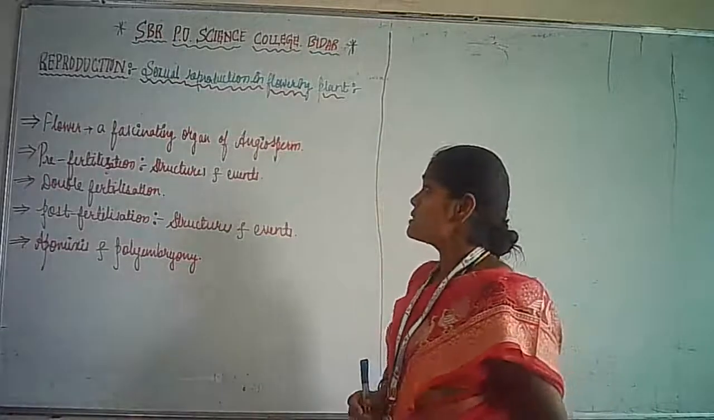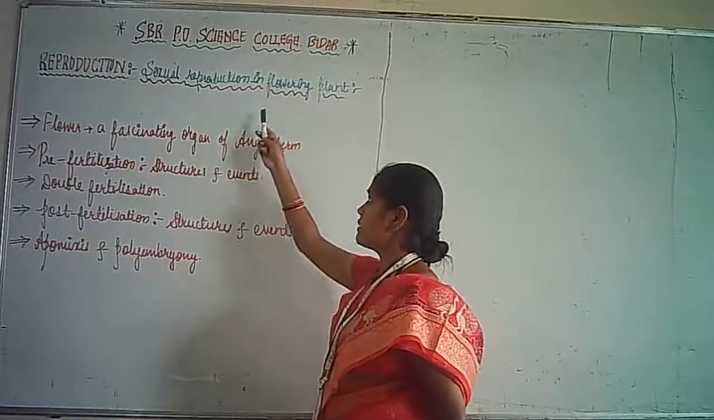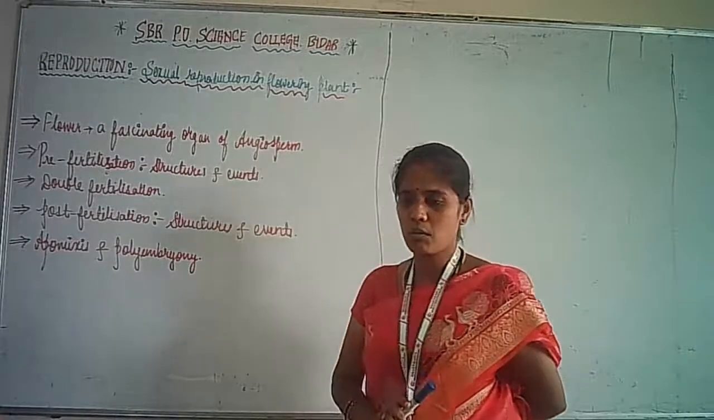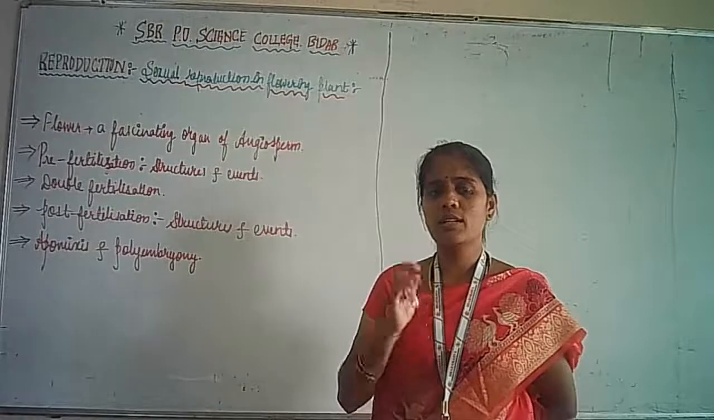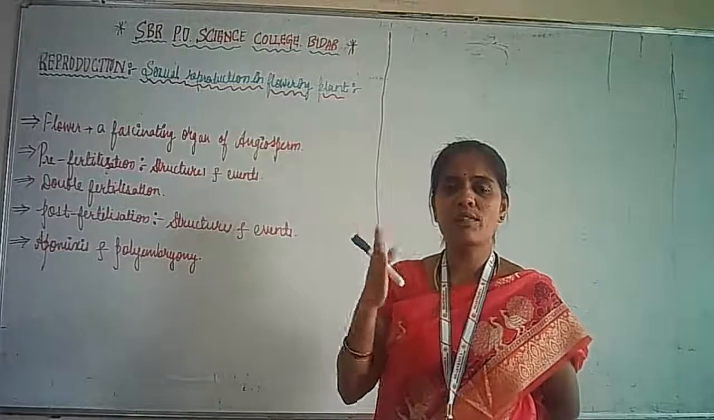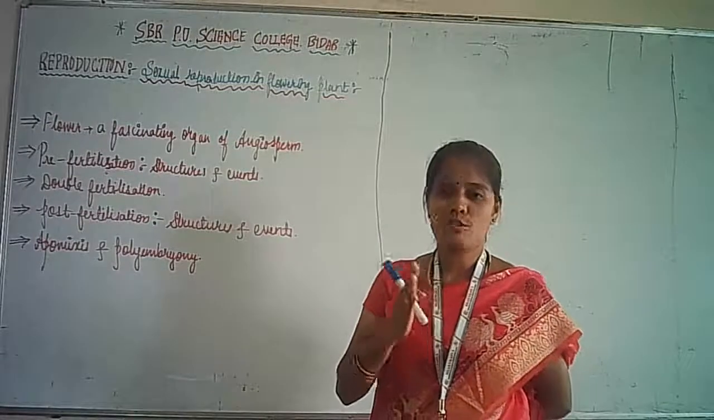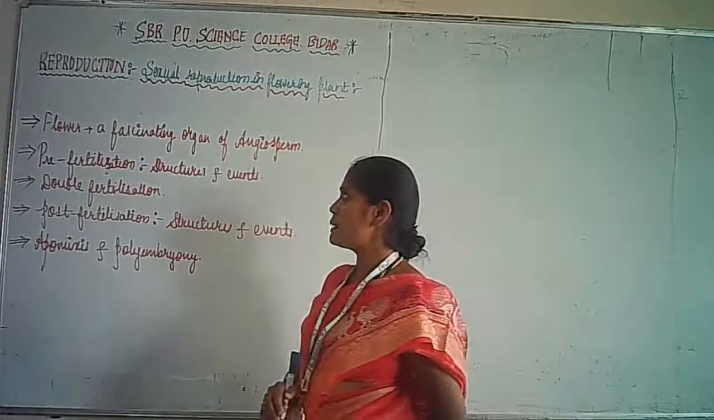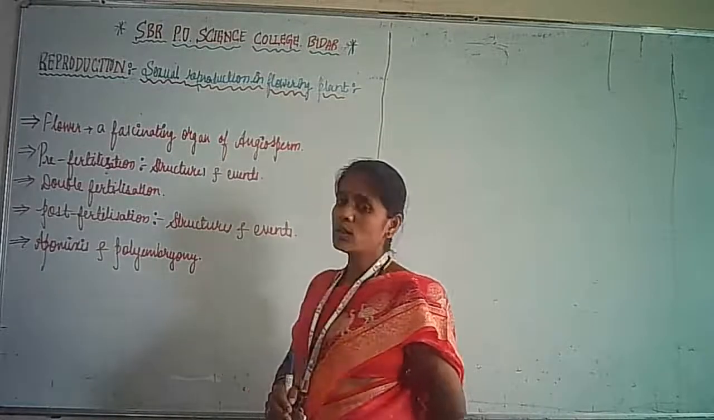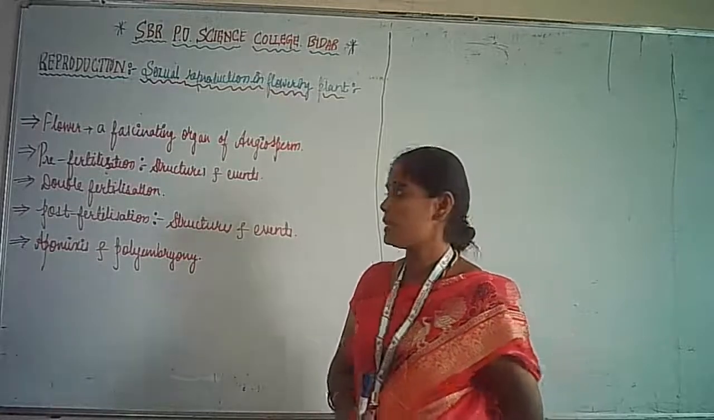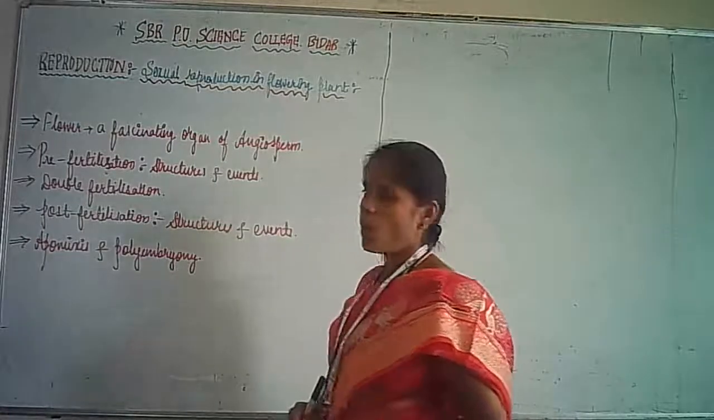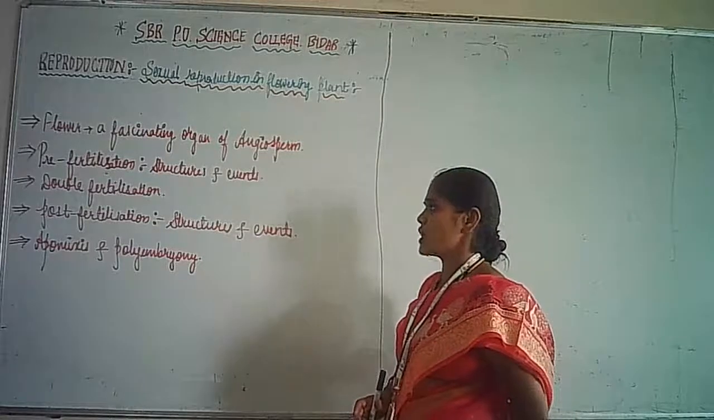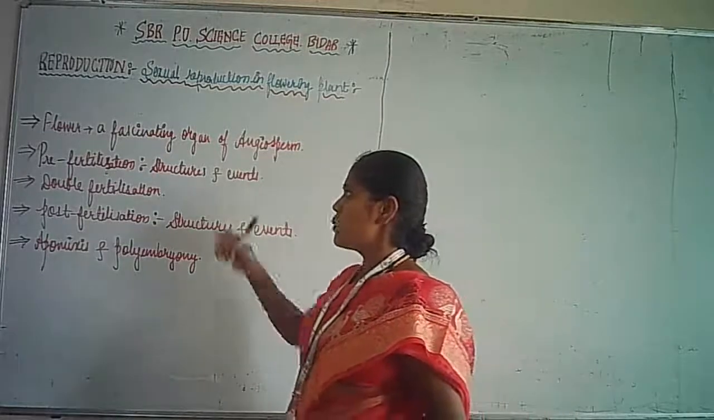Okay, so sexual reproduction in flowering plants. That is nothing but angiosperms. Flowering plants are nothing but angiosperms, so the flowering plants are kept under the angiosperms. How sexual reproduction takes place in angiosperms or flowering plants, we are going to study in detail in this chapter, one by one.